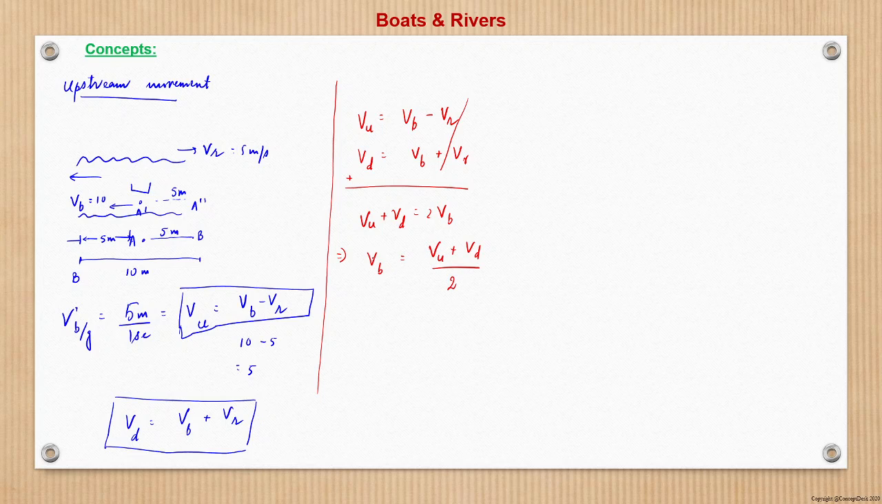And what is velocity of boat? This is nothing but the relative speed of the boat with respect to water that we have seen. So this is one relation. It will be helpful if we remember, otherwise also it's not a big thing. It's easily derivable. Now, another concept I'll quickly touch upon.